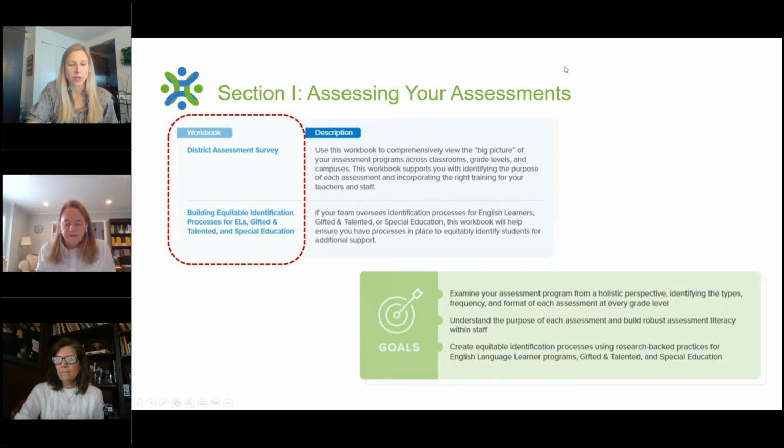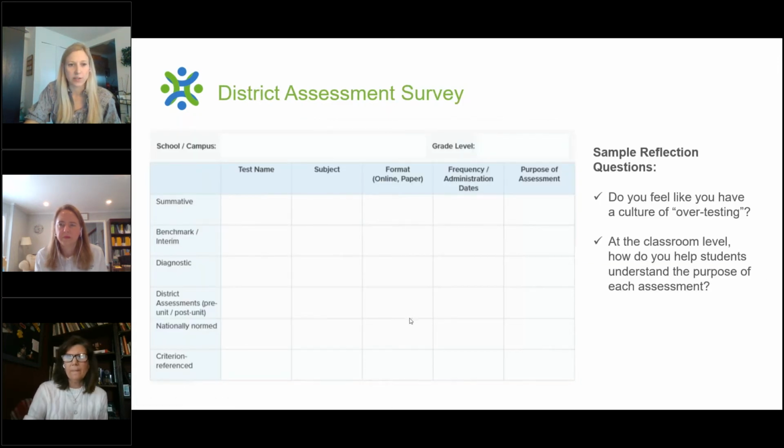And so this section is really broken into two parts. One is a district assessment survey, which we'll walk through in just a second. And the other is a section about building an equitable identification process for English language learners, gifted and talented, and special education, and ensuring that you have done a big overview of how you are identifying students for special programs, and if you have the best assessments in place for that. So moving on to the first section, which is the district assessment survey. Allison, can you walk through a little bit about what this district assessment survey is and how schools should think about using it to understand their whole assessment program?